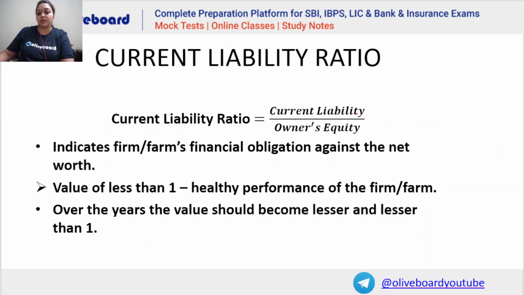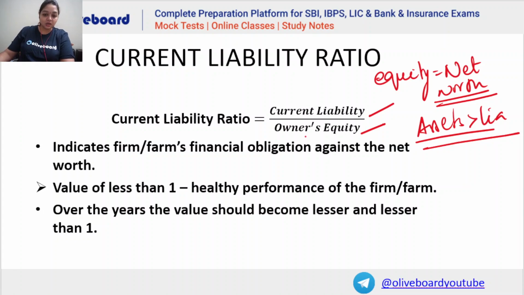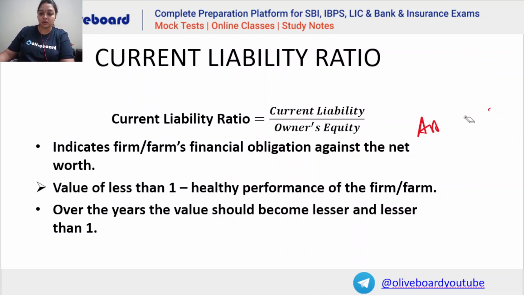Current liability ratio. See, current asset we saw. Now, what is current liability ratio? Current liability divided by owner's equity. So, again I have told you equity is nothing but net worth. So, when do we say it is net worth? When assets are more than liabilities, we say it is net worth, right? So, it indicates the firm's financial obligation against the net worth. That means how much money in the net worth will go away as current liabilities, right?